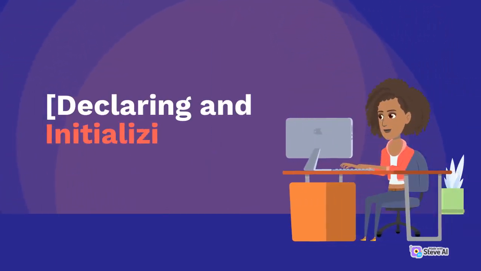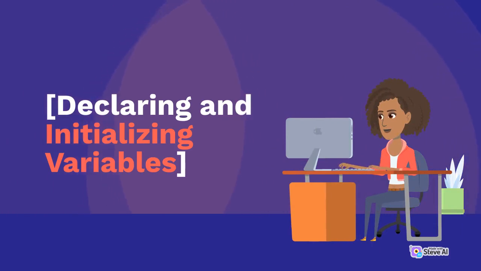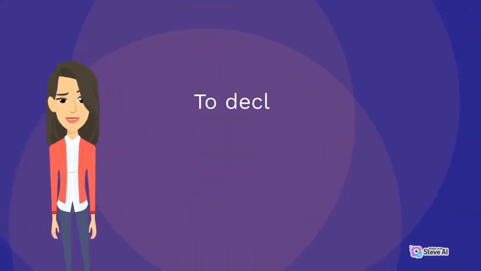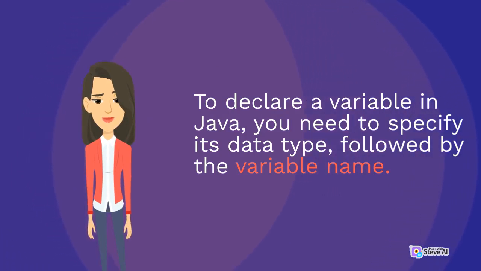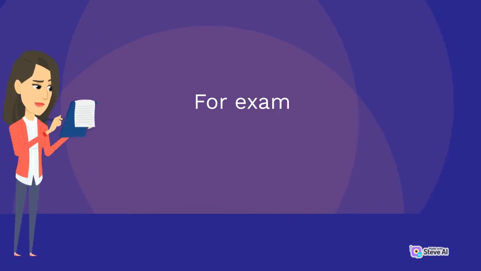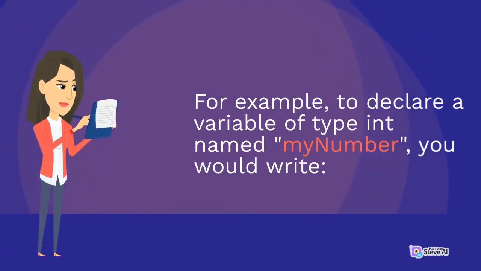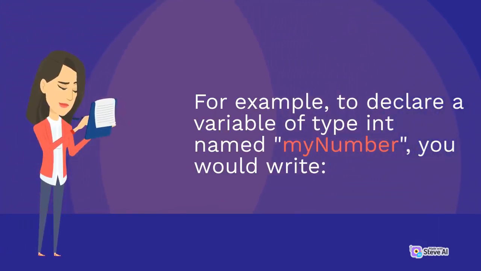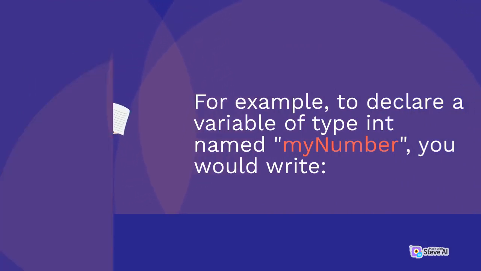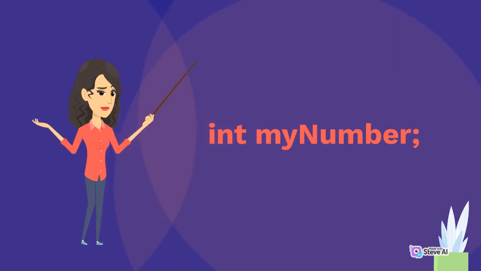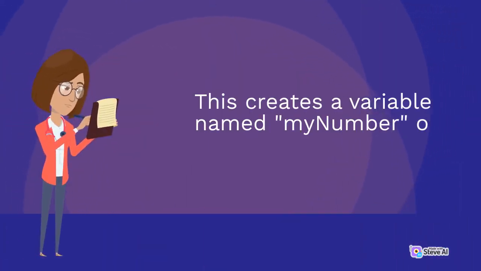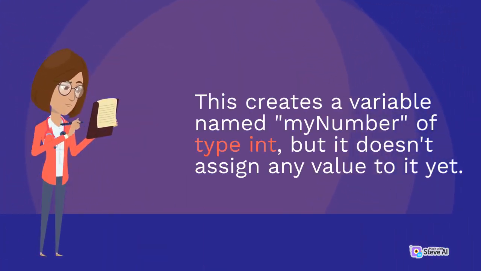Declaring and initializing variables. To declare a variable in Java, we need to specify its data type, followed by the variable name. For example, to declare a variable of type int named mynumber, you would write int mynumber. This creates a variable named mynumber of type int, but it doesn't assign any value to it yet.